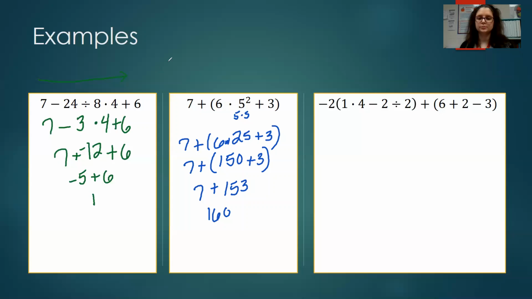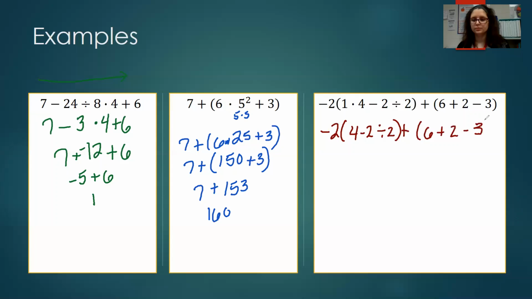Okay, next example. As you can see, they're growing in complexity. So we have negative 2 parentheses 1 times 4 minus 2 divided by 2 plus parentheses 6 plus 2 minus 3. We solve everything inside of our parentheses first. Multiplication and division come before subtraction, so we're going to solve left to right. 1 times 4 is 4, minus 2 divided by 2, plus parentheses 6 plus 2 minus 3.